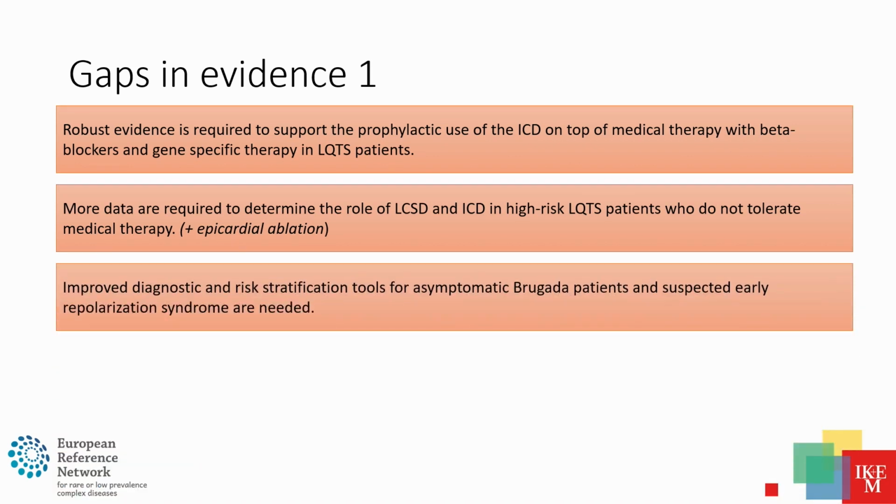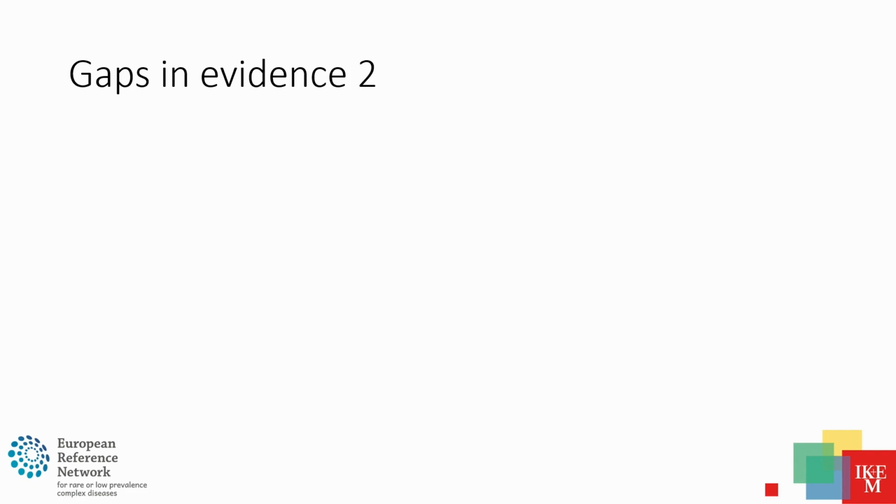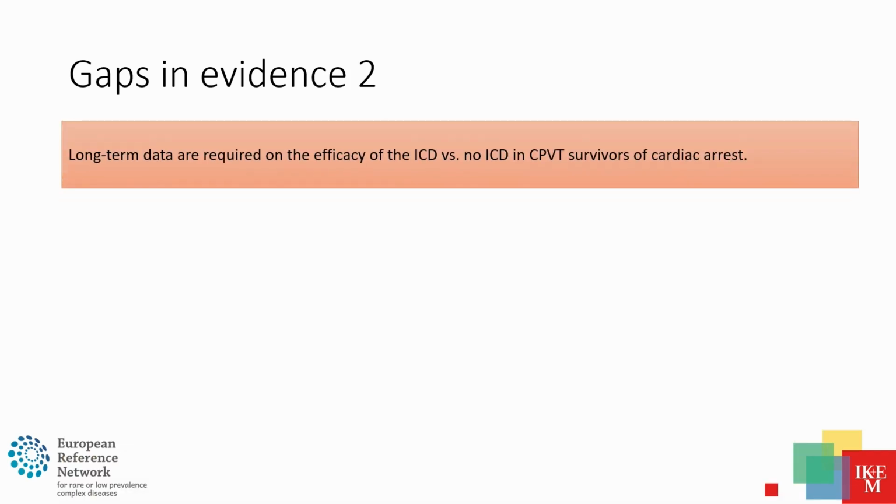We need to improve the diagnostic criteria and risk stratification for asymptomatic Brugada patients and suspected early repolarization syndrome. Then we need long-term data on the efficacy of ICD in CPVT in survivors of cardiac arrest, because somebody says that patients who receive adequate shocks may trigger rather more arrhythmia than before.